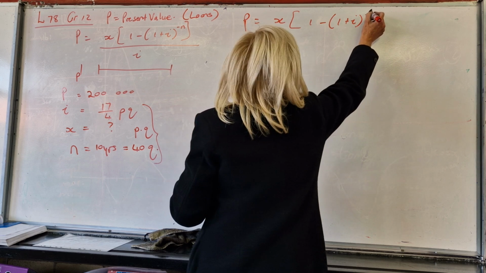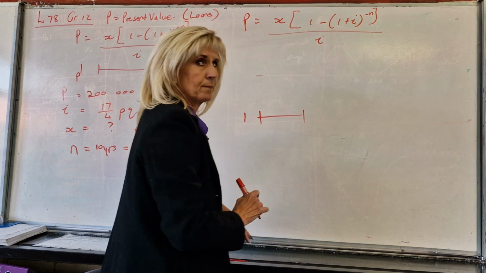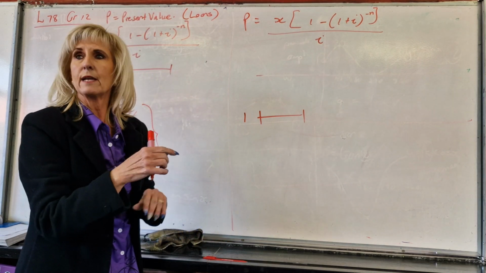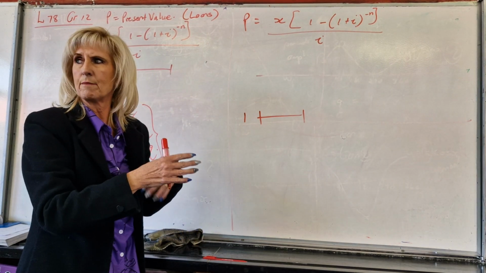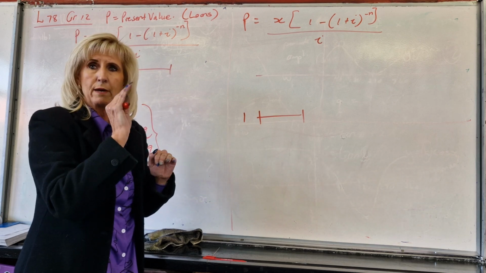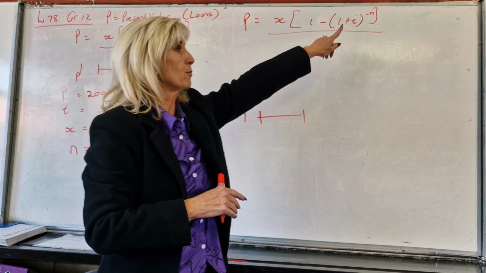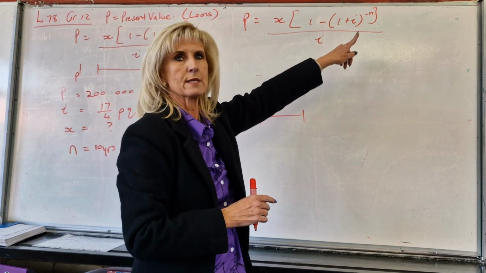Did I write it there correctly? First mistake that kids make is they forget the minus. There's a minus there now, and it has a reason. Remember, these formulas come from sequences and series and how the time frames work and how they work backwards towards the present value. That's actually why it's a negative.